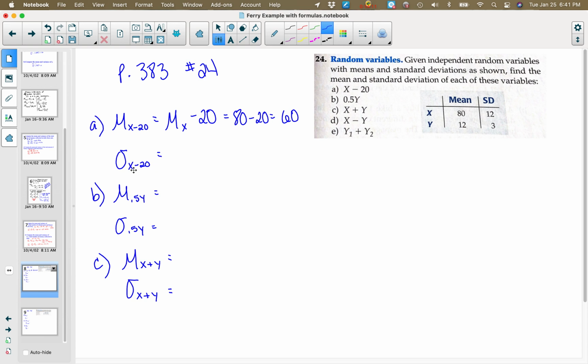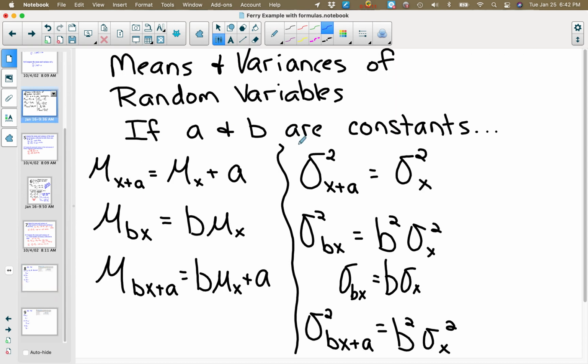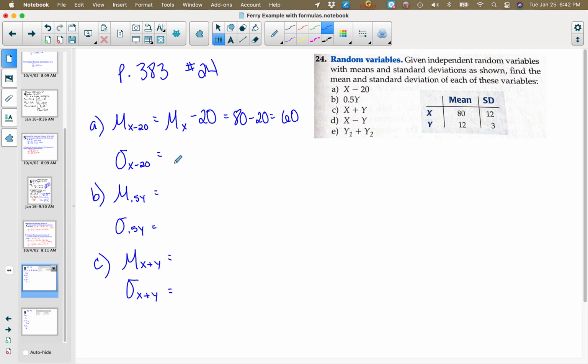To calculate sigma sub X minus 20, remember if you look back at the formula, let me see if I can pick the right slide. If you are doing sigma of X plus a, and it wouldn't matter if it was X minus, remember that adding or subtracting doesn't change the spread, so it doesn't change the standard deviation. So we're just going to have sigma sub X. So we get 12, because that's the standard deviation for X.